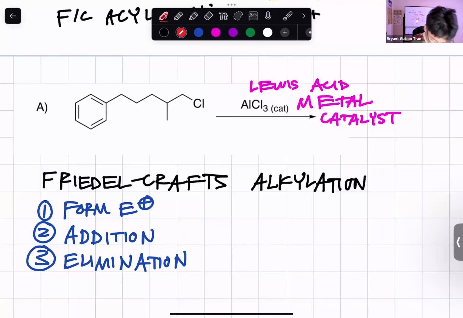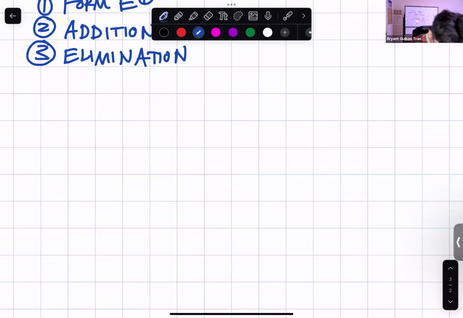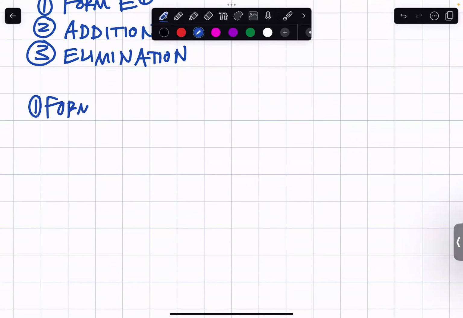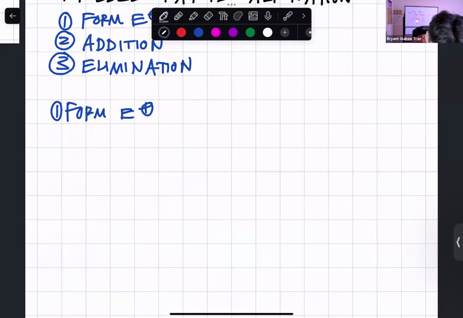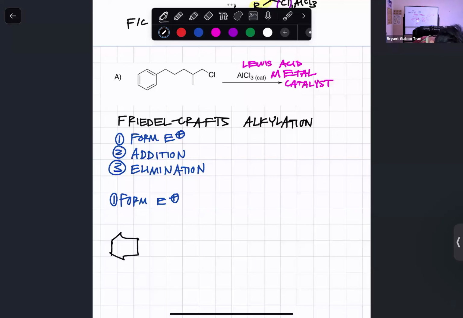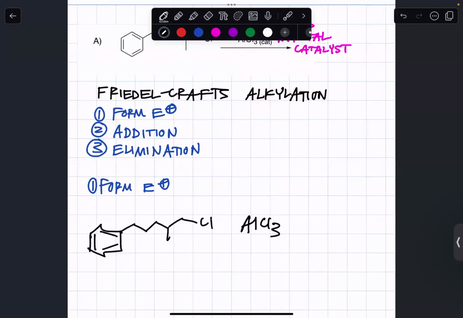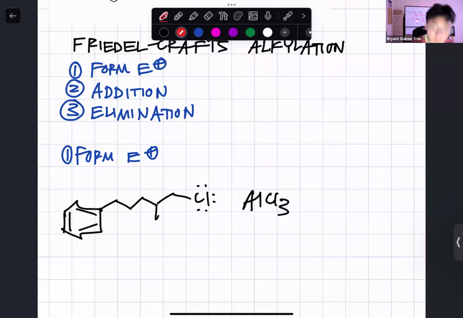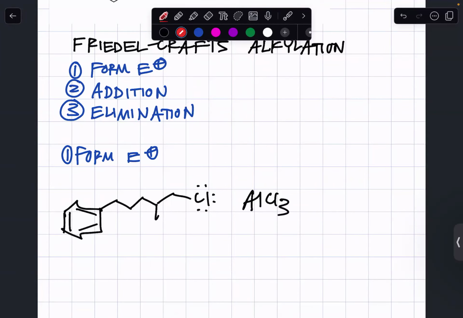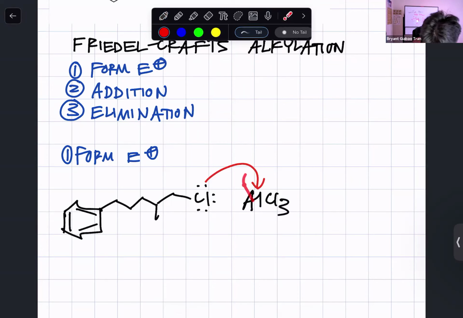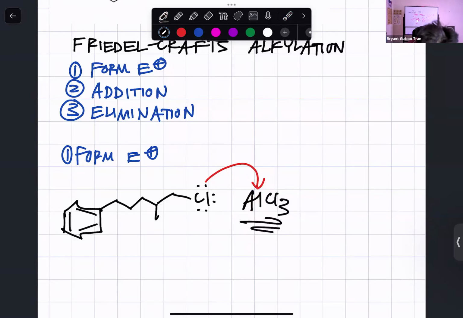Right, so let's get started with the mechanism. Let's do the first step. Form the electrophile. Good. So let's say we have that benzene ring right here. The halogen here with pairs of electrons will attack the metal catalyst here, where this aluminum has an empty p orbital, right? And that's going to give us this intermediate right here.